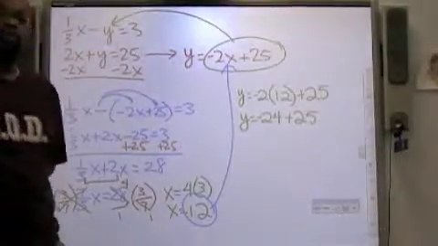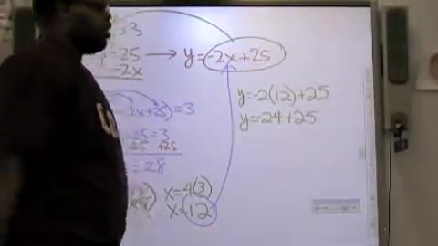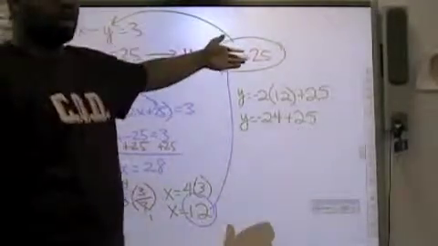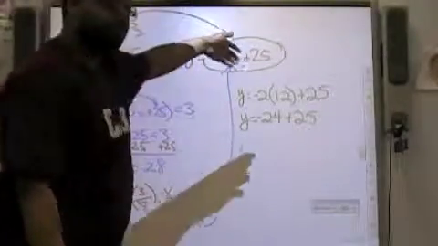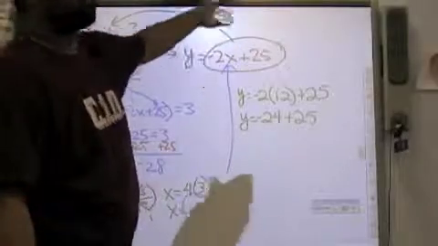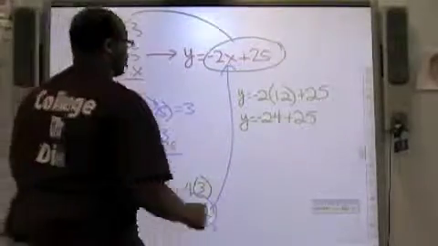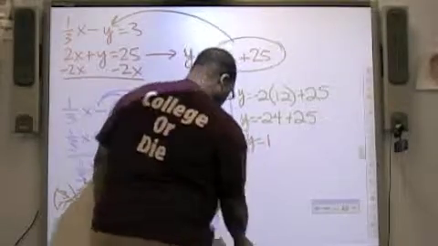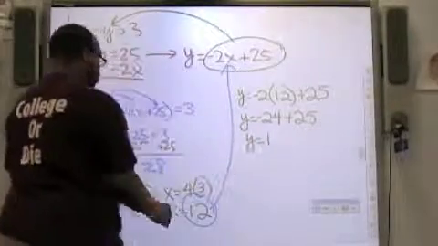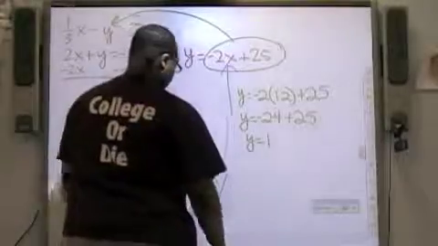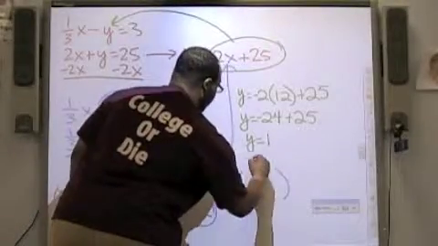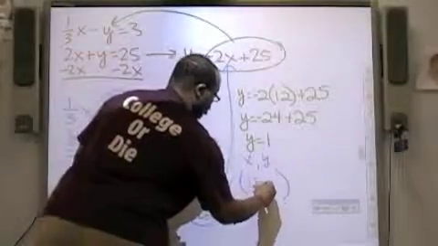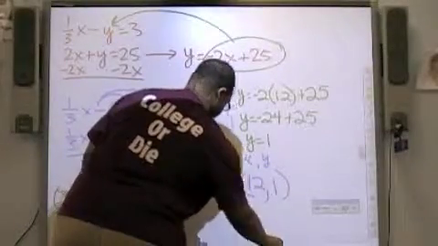Negative 24 plus 25 is 1. If I'm starting backwards 24 spaces, if I go forward 24, I'm going to end up at 0. And I go forward one more to make it 25, I end up at 1. So negative 24 plus 25 is 1. Now I have my entire solution because I have my x value and I have my y value. And remember, in your ordered pair, x goes first, y goes second. And so now I have 12, 1 as my solution.